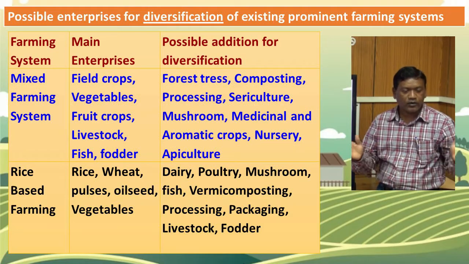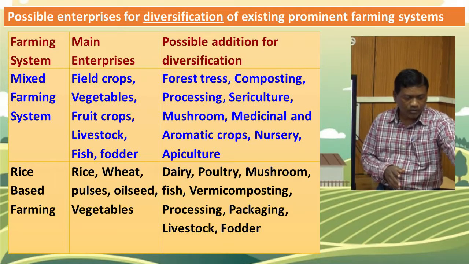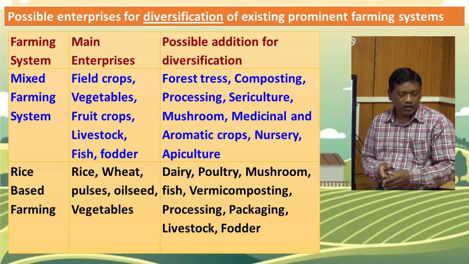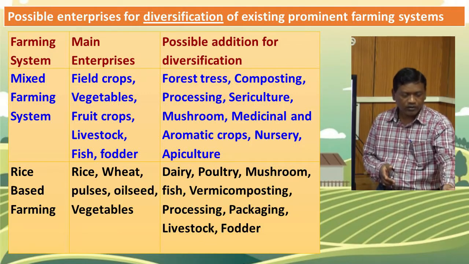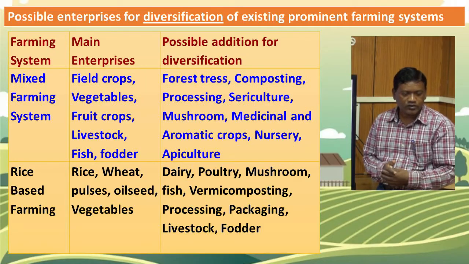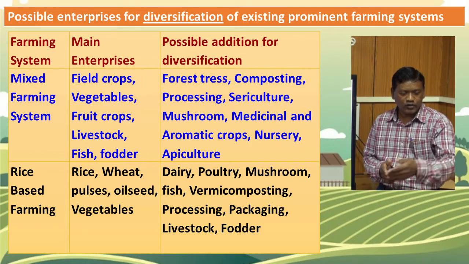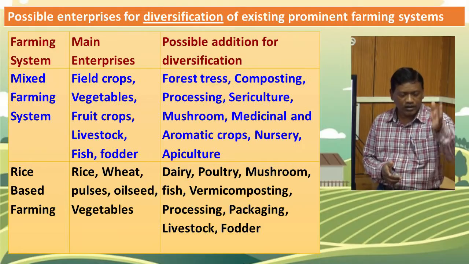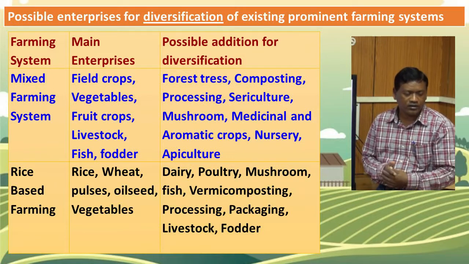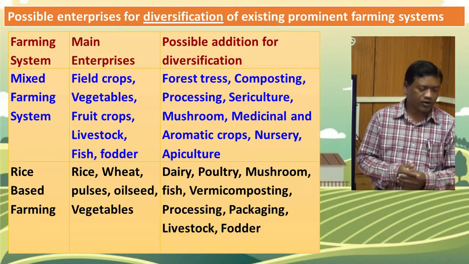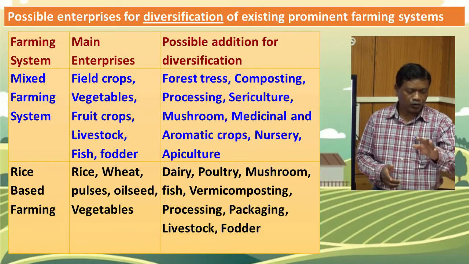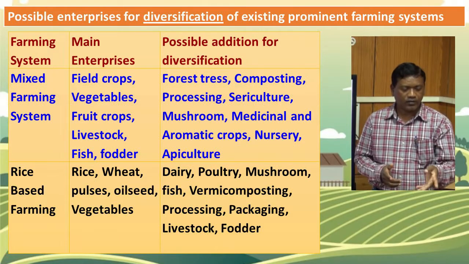You can diversify the systems, because if you have main enterprises like field crops, vegetable crops, fruit crops and livestock, except these main enterprises, you can add to your system forest trees, composting, processing units, sericulture, and mushroom units. These can add incomes to your system. So this is the diversification of your integrated farming system. There are different types of farming systems, and through this you can adopt the diversified models.